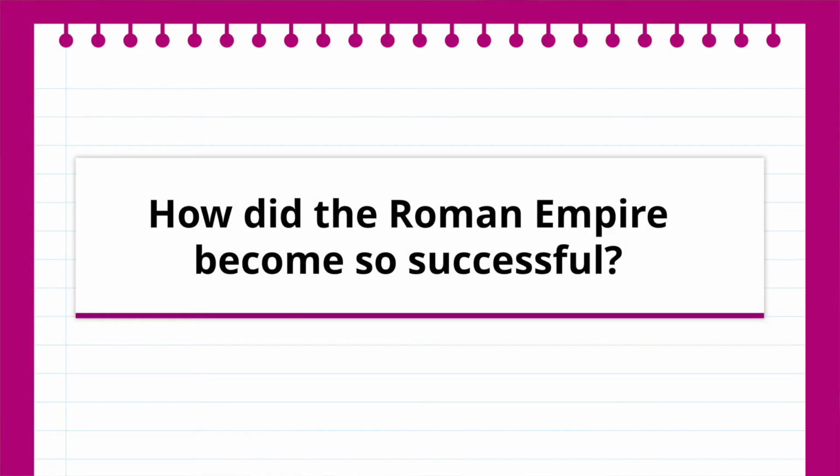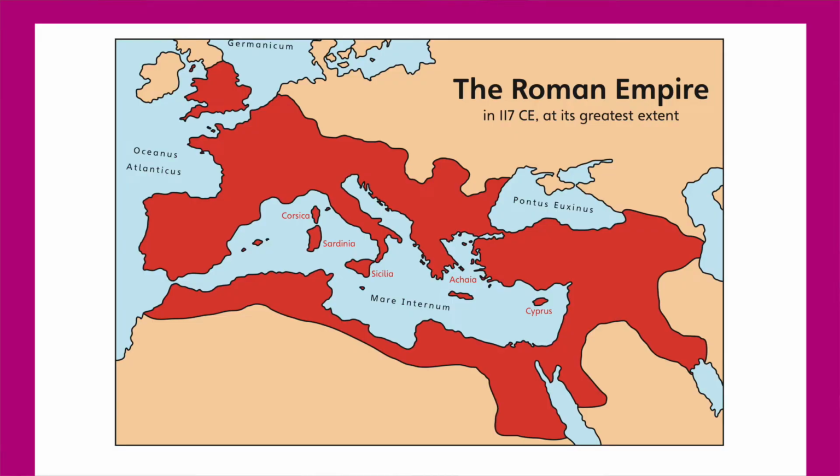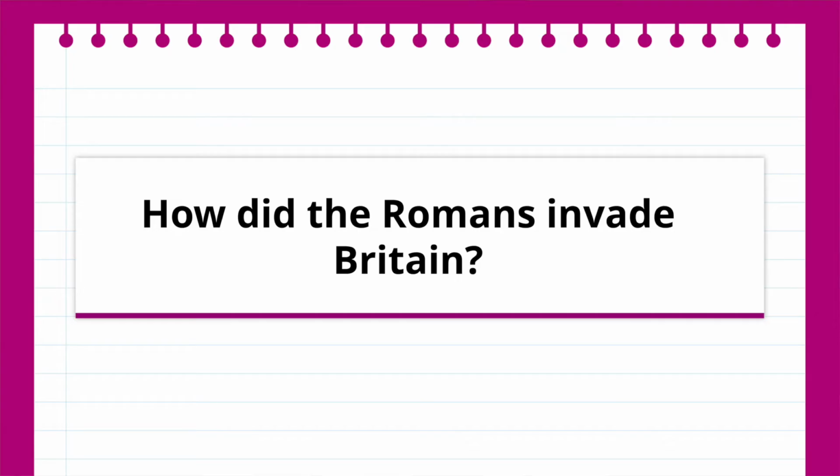The first lesson asks, how did the Roman Empire become so successful? Pupils will learn how Rome began as a monarchy before becoming a republic and finally an empire. The extent of the Roman Empire is shown with these maps, including the territory gained through the Punic Wars with Carthage. An overview of the social structure of Rome is also explored.